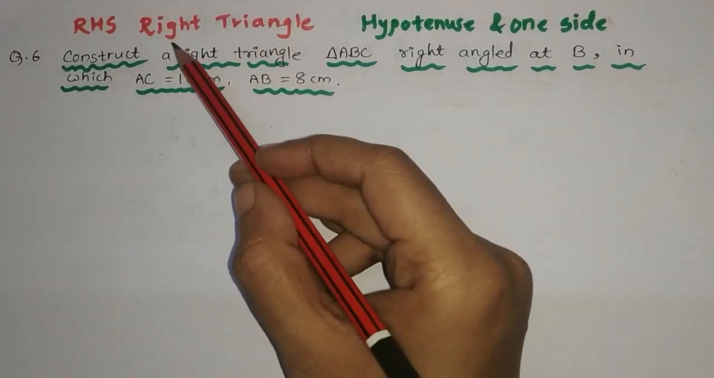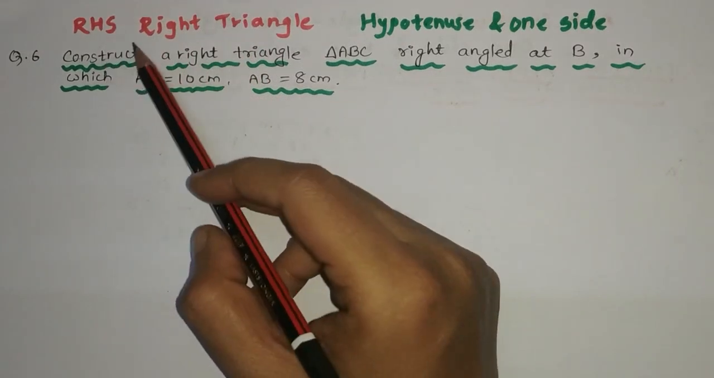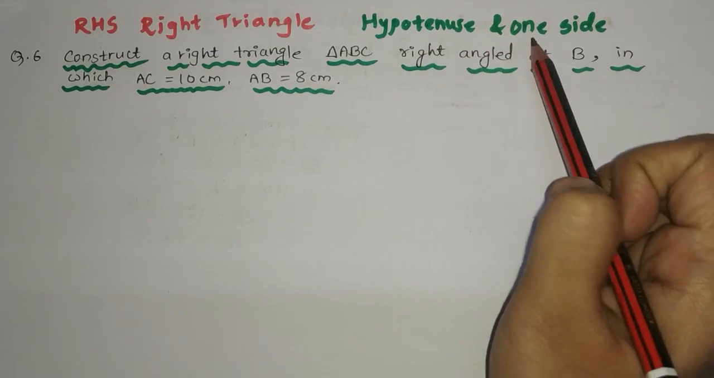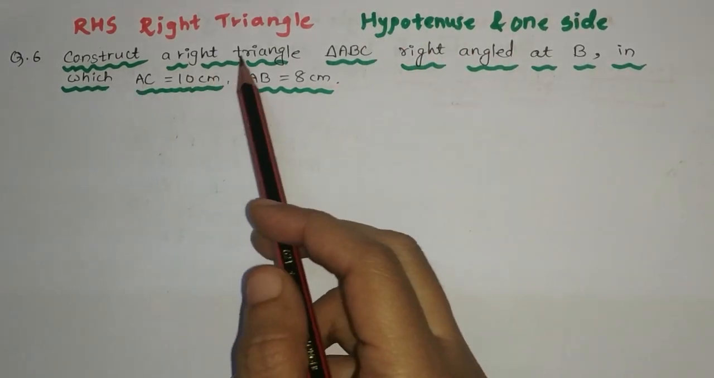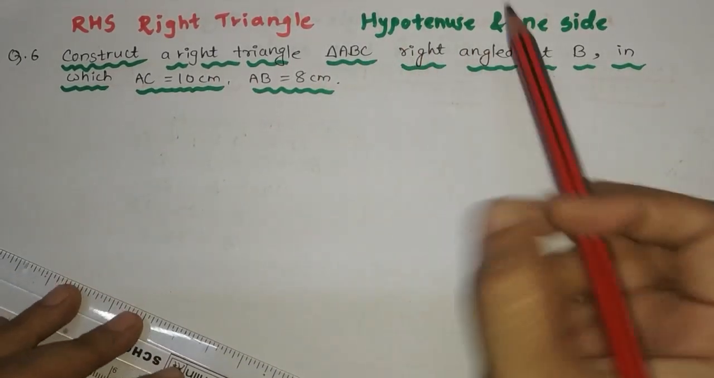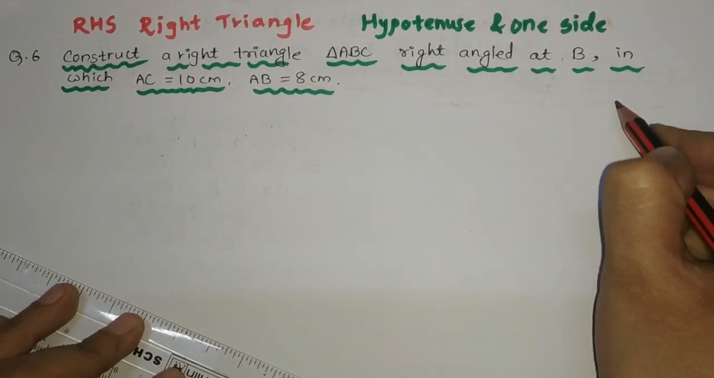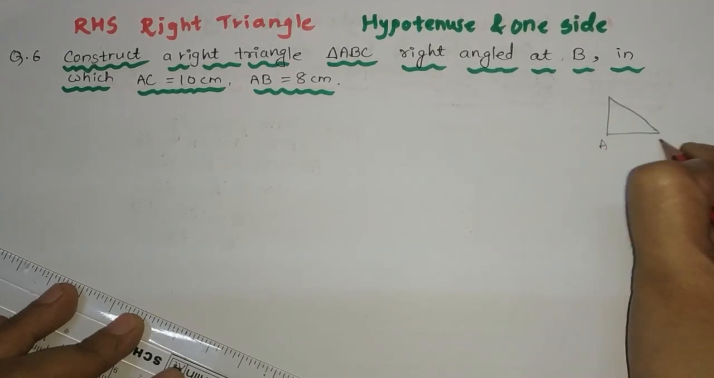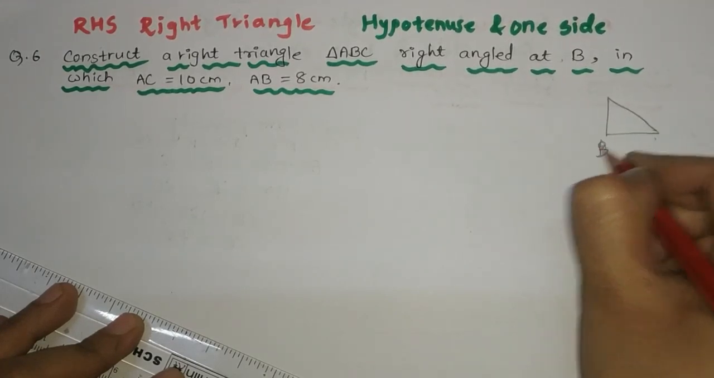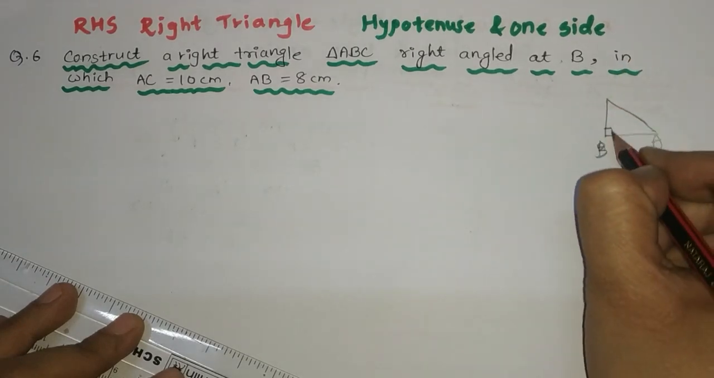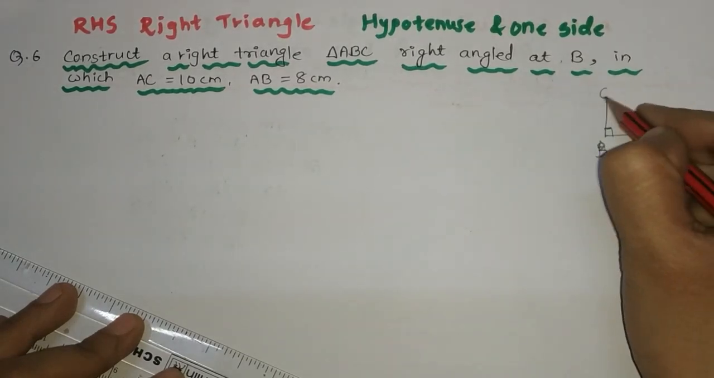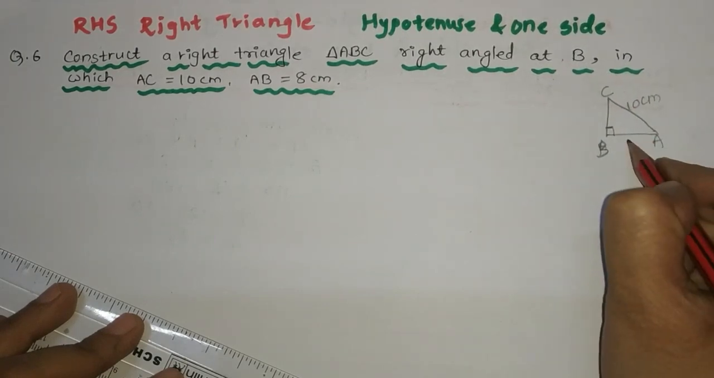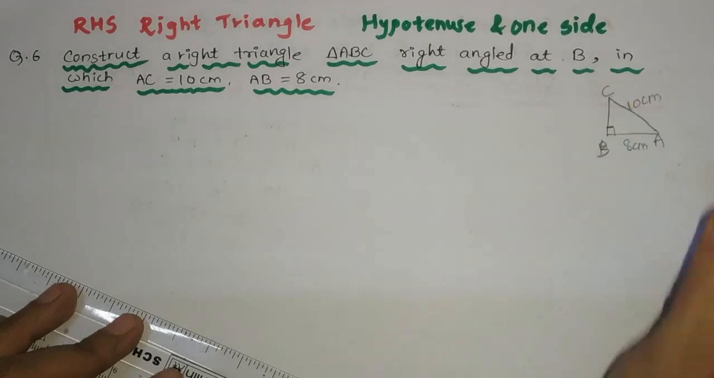Now friends, next is the right triangle, that is RHS, a right angled triangle, in which we are given the hypotenuse and one side. So construct a right angle triangle ABC in which the right angle is at B. So here is a rough image. Suppose this is AB, side AB is there, okay? And it is right angle at B. And the side AC is given as 10 centimeter. It is the hypotenuse. The longest side is always the hypotenuse, okay? And AB is 8 centimeter. ABC we have to draw.